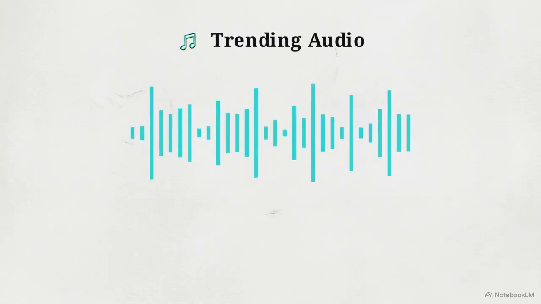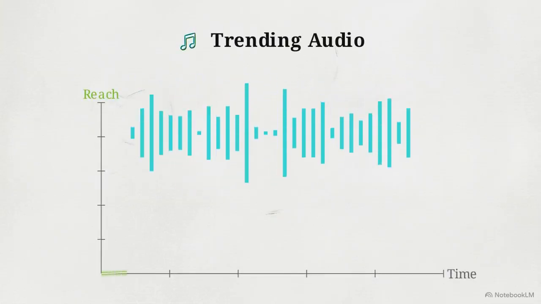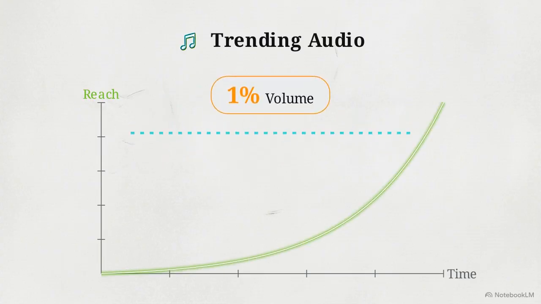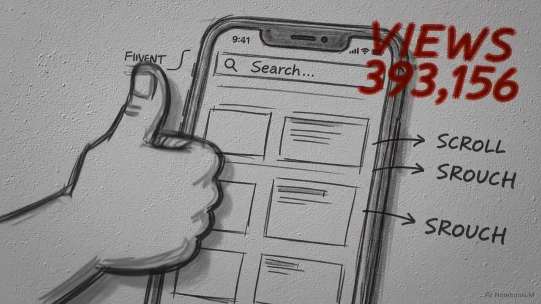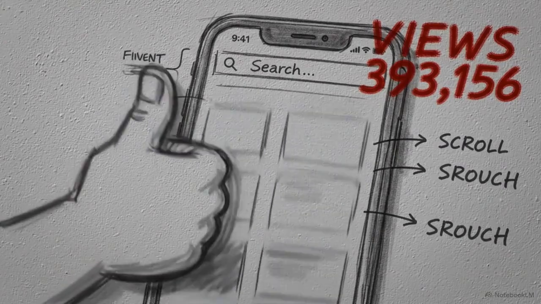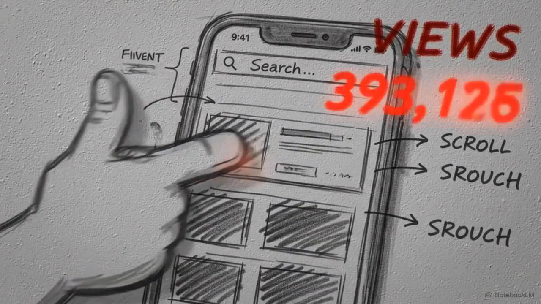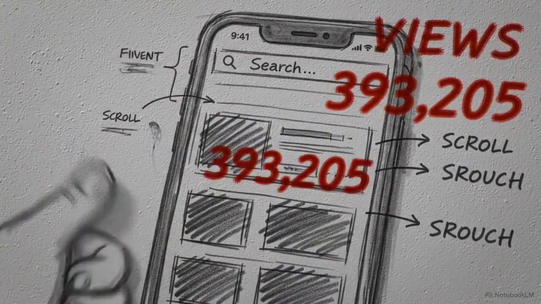The mechanical adjustment is simple. You immediately mute that trending track down to exactly 1% volume. Your spoken message remains perfectly clear, while the almost invisible background audio attaches your video to the platform's native momentum. By treating this app as a purely auditory ecosystem, you turn a quiet technical trick into massive algorithmic distribution.